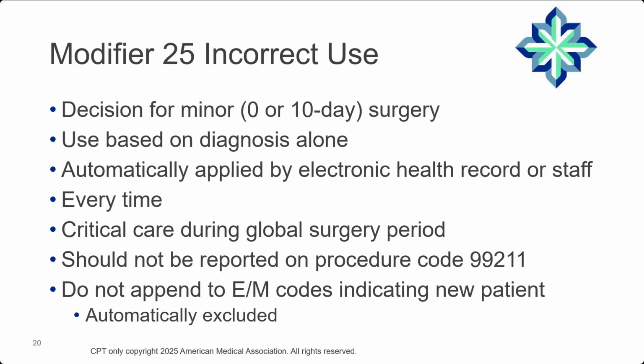And then do not append an E&M code indicating new patient. It's automatically excluded, and those are the E&M codes for new patient. The reason for that is if you've never seen this person before, we assume that they are new to you, that you're making a decision separately from, oh, we're just walking in. So can you tell me in your group practice whether this is considered a new patient?